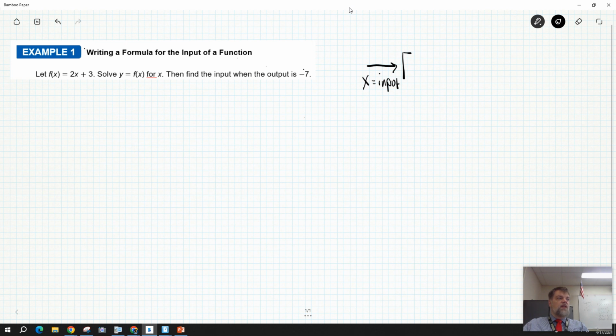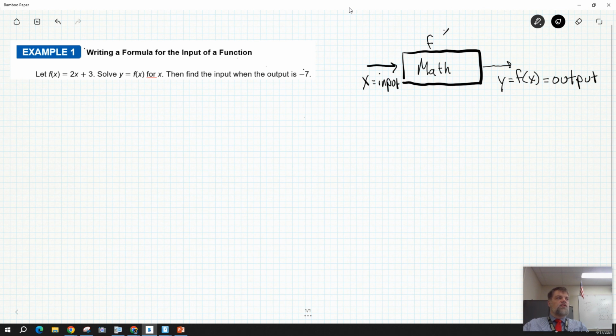And where does it go? It goes into a function, and most of the time we label the function as f, right? And then it spits out an output, right? So you put the input in, it does math. The function is like a machine, it does a bunch of math and it spits out an output. Now the output we call y, but in an Algebra 2 class, we say the output is actually a function of x, f of x, okay? So this is just the function.